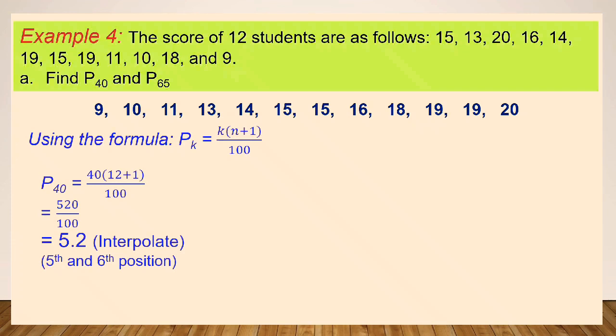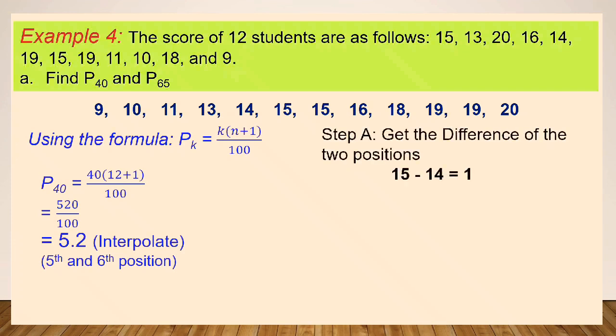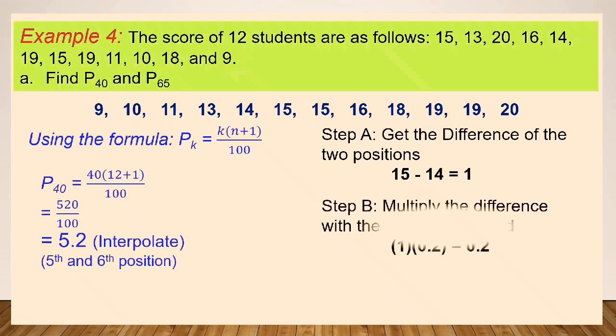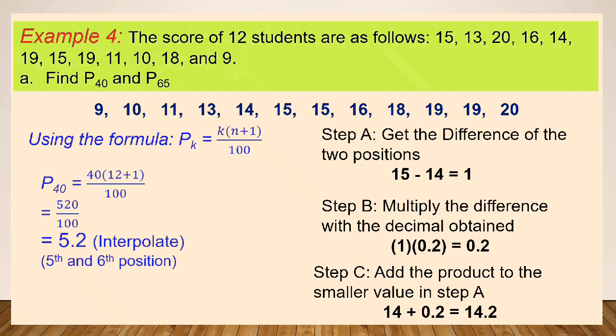Since we have a decimal number, let's proceed to interpolation. 5.2 is located between the 5th and the 6th position. Getting the value of the 6th and the 5th position by counting and getting its difference results to 15 minus 14 equals 1. The difference will be multiplied by the decimal obtained, that is 1 times 0.2, that is equal to the same value, and adding it with the smaller value in step A, that is equal to 14.2. So therefore, class, the 40th percentile is equal to 14.2.